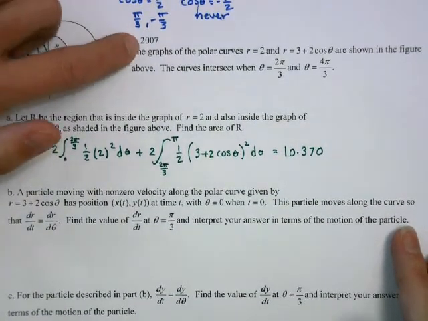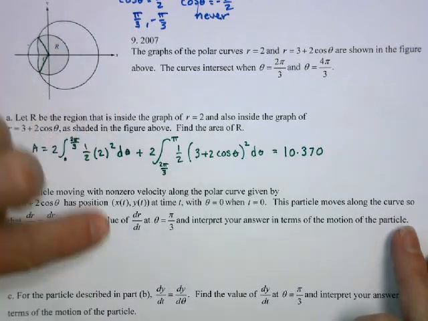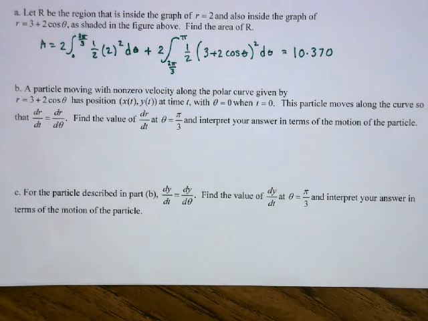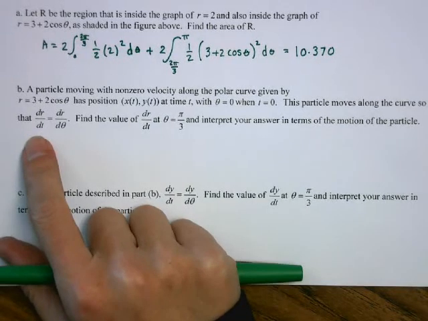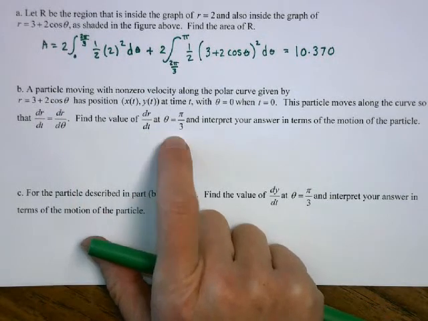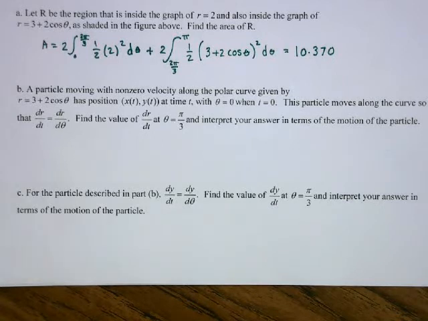These last two are just review problems. As we start going through the semester, we start adding on our ability to do more and more parts of these free response problems. So a particle is moving with a non-zero velocity along the polar curve given by r equals 3 plus 2 cosine theta. It has a position x of t, y of t, with theta equaling 0 when t equals 0. The particle moves so that dr/dt is equal to dr/d theta. Find the value of dr/dt at theta equals pi over 3.